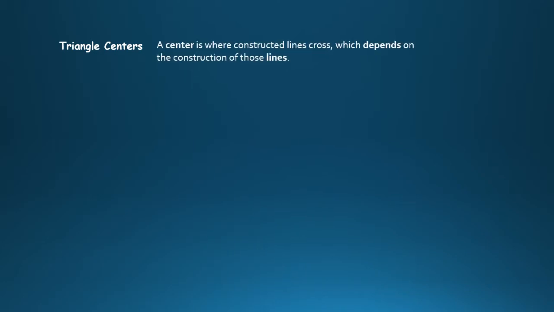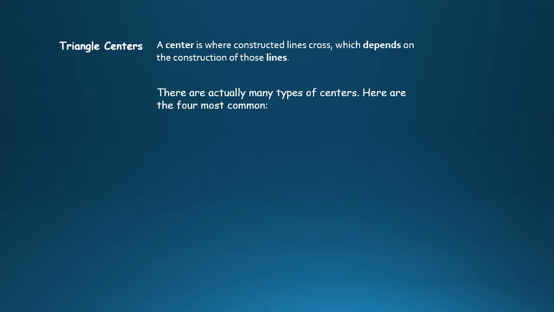The next subject in this lesson is triangle centers. A center of a triangle is where constructed lines cross, and this depends on the construction of those lines. There are actually many types of centers. We're only going to deal with 4 in this lesson. The first is called a centroid.